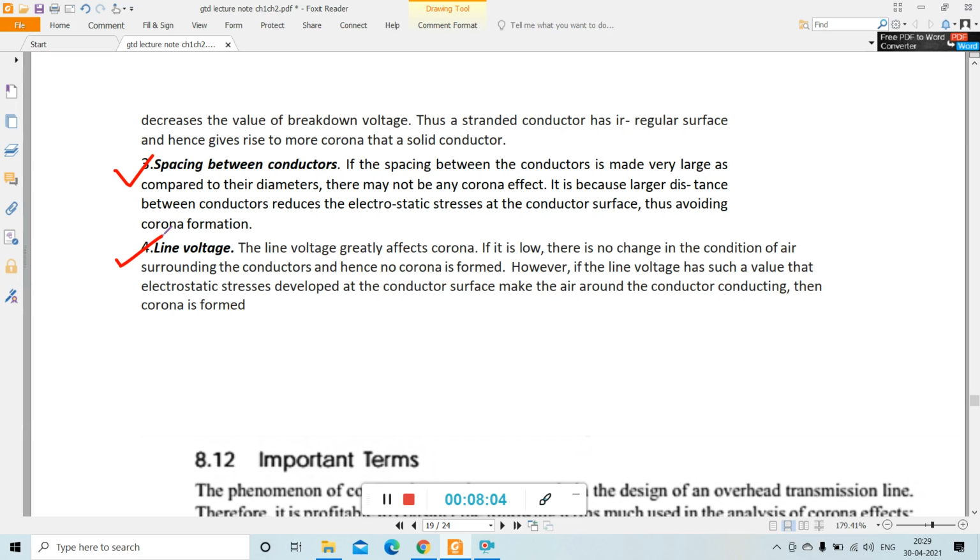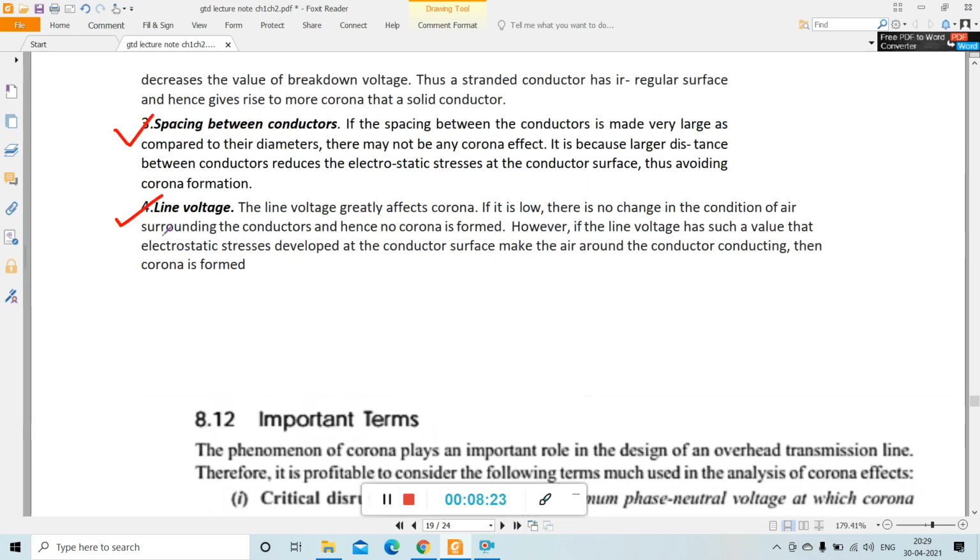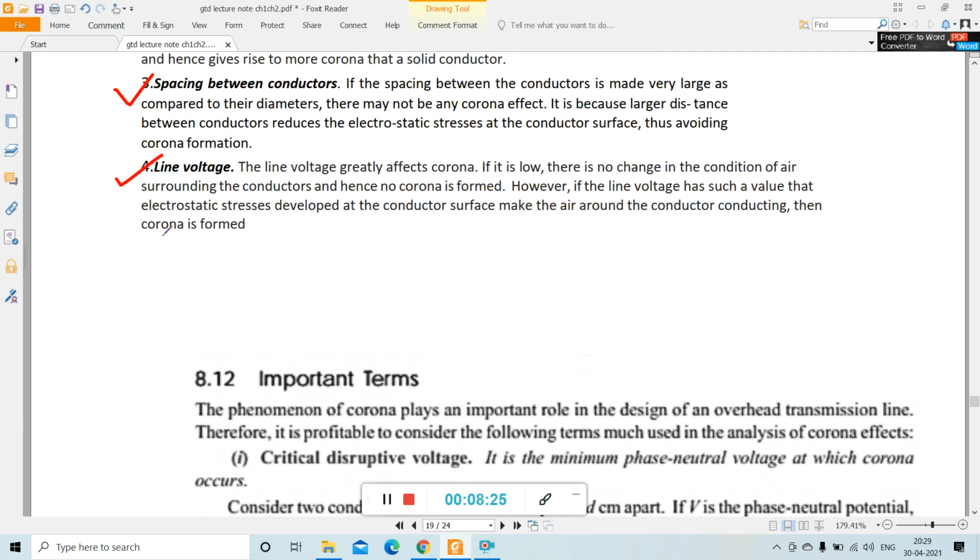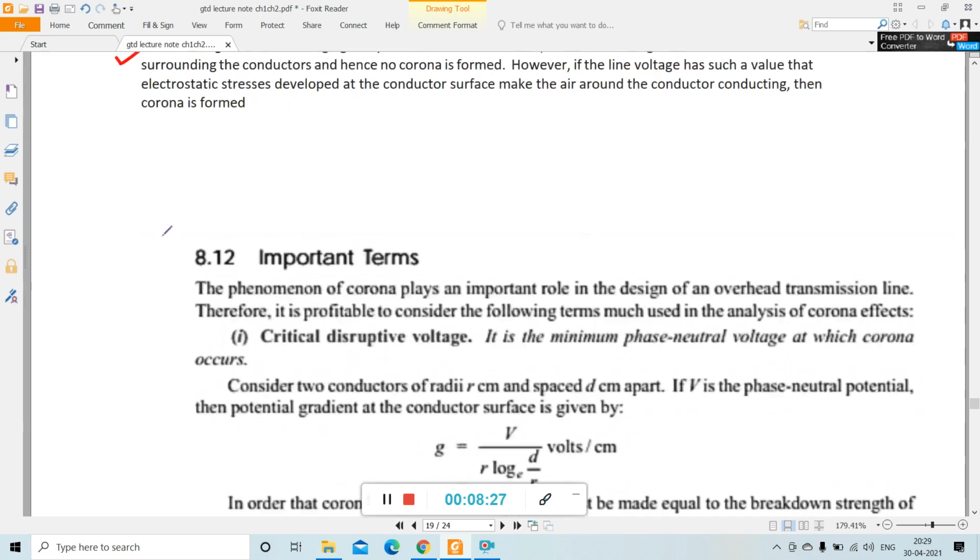So if the line voltage is low, there is no corona formation, and if the line voltage is higher, up to the gradient level of 30 kV per cm, then there is the formation of electrostatic stresses at the conductor surface, and then the air surrounding the conductor is conducting, and corona is formed.